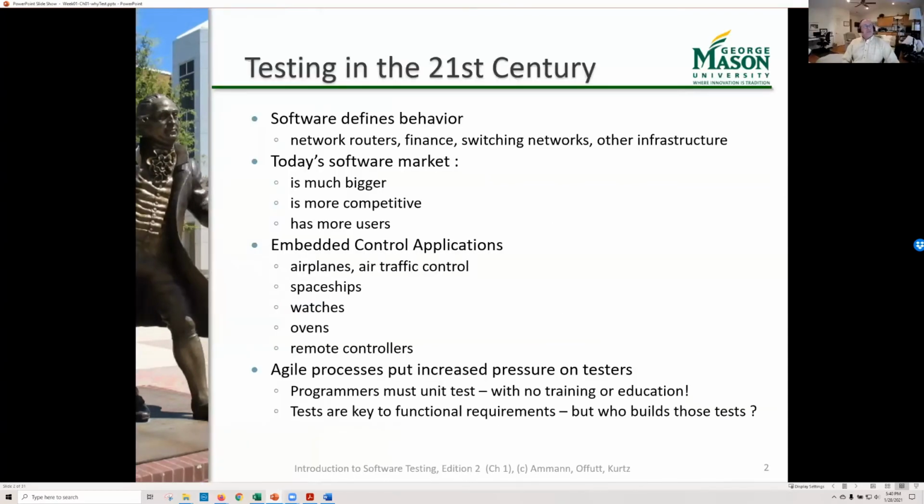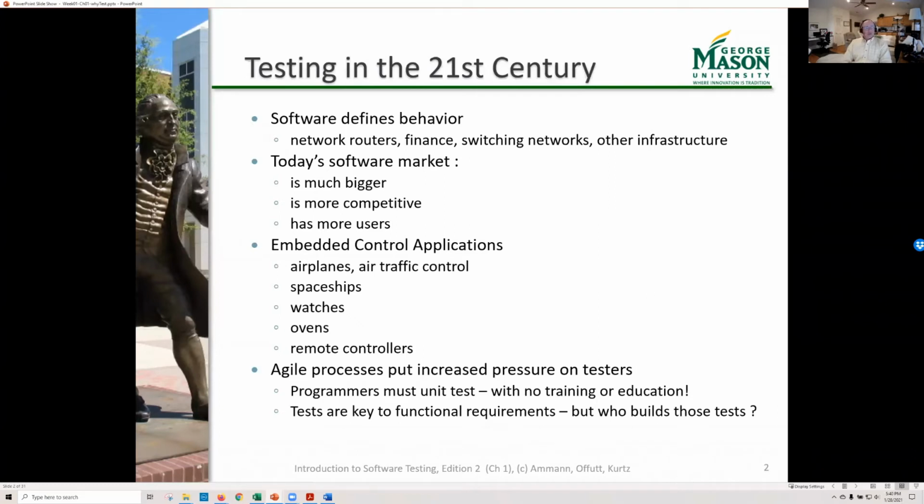So why do we test software? A little bit about current testing. Software essentially defines the behavior of whatever the thing is that the software lives in. And obviously the software market today is huge, right? It's much bigger, much more competitive, and has so many more users than even 10 years ago. You're running absurd amounts of code in your smartphones, in your headset, in everything around you. Software is everywhere. Embedded software is increasingly everywhere as well.